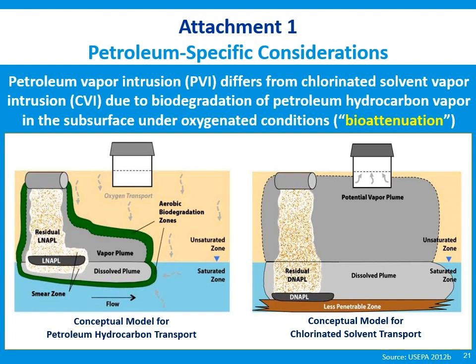In contrast, the diagram at the bottom right shows a typical chlorinated solvent spill. Here, the vapor plume moves outward from residual product or contamination dissolved in groundwater, and there is no significant bioattenuation limiting its spread. It is conservative to assume that no biodegradation is occurring. The attachment gives advice for how to evaluate if biodegradation is occurring at a given site and how to adjust screening levels to account for the degradation.